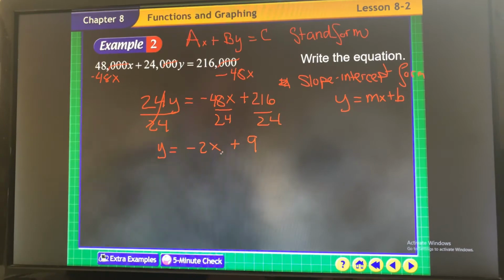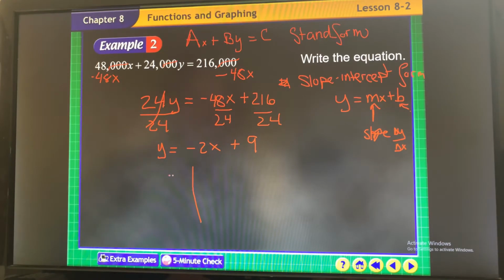Now I have my formula. I have it in mx plus b. Remember, m is your slope. That's your key. That's your change in y over your change in x. That tells me how to change my table. Remember, this is my y-intercept. That's my beginning. That's my constant right there.